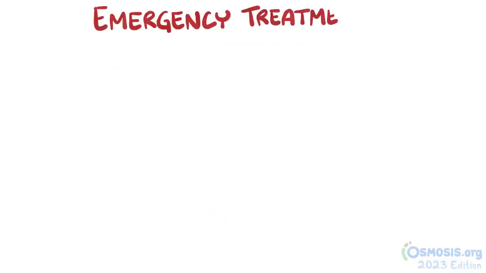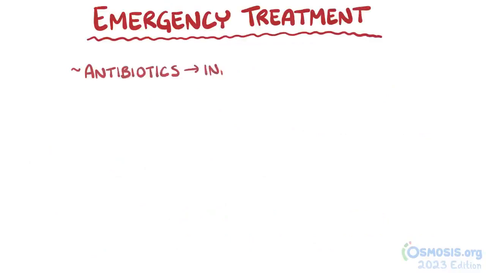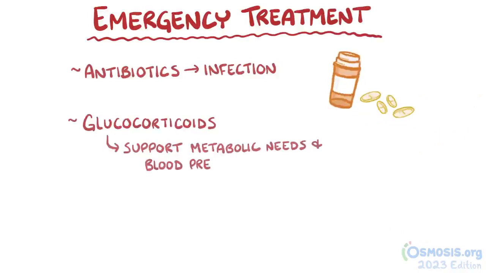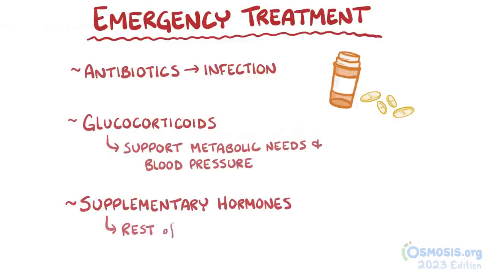Waterhouse-Friderichsen syndrome needs emergency treatment with antibiotics to fight the infection, and glucocorticoids to help support a person's metabolic needs and blood pressure. Supplementary hormones typically have to be taken for the rest of an individual's life.